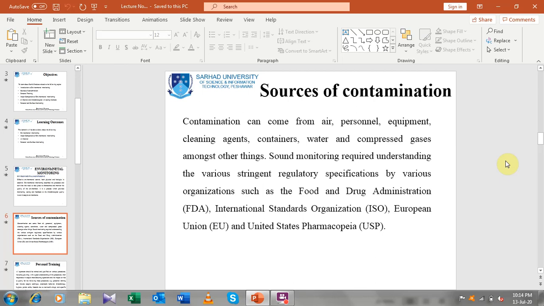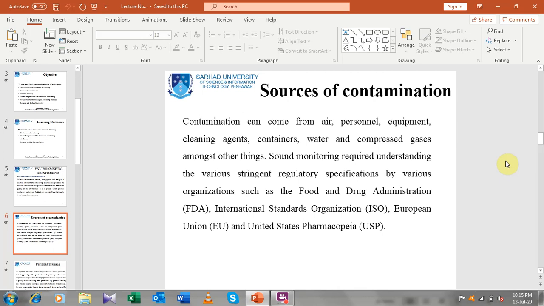Next is sources of contamination. There are different sources of contamination. In the previous lecture, I told you about the different contaminants: that physical, chemical, or biological contamination may occur in the pharmaceutical industries, and these are the three main types of contaminants possible in the pharmaceutical industries, and these three types of contaminants should be avoided in the particular area.